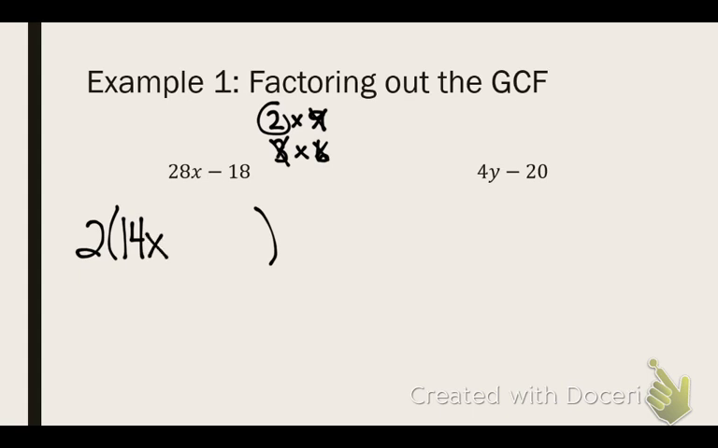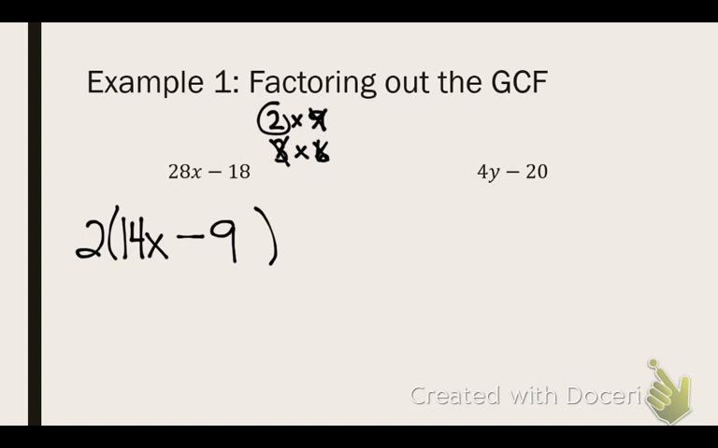Okay? What is negative 18? You got to pay attention to that sign. Divided by 2. Negative 9. Now watch this. What's 2 times 14x? 28x. What's 2 times negative 9? Negative 18.